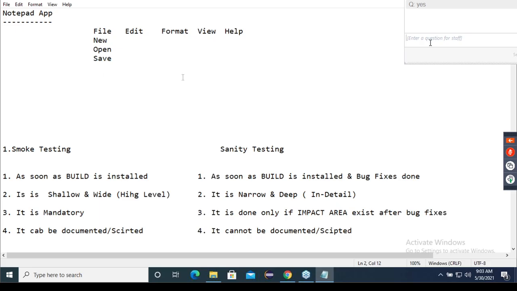In build one, all these modules are ready, guys. My manager says, do smoke testing on notepad. What is the first thing we should do to give me that answer? Do smoke testing on notepad. What is the first step as a test engineer I should do? Don't give me the wrong answer. First you think and then give me the answer. What is step number one?